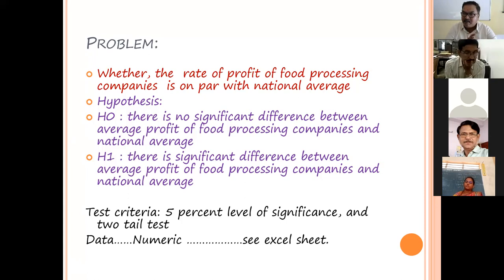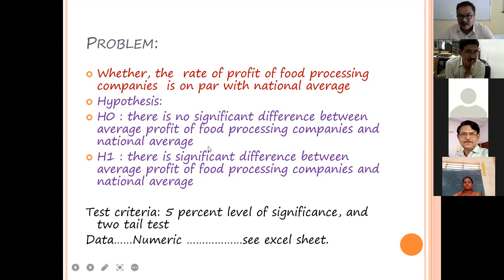I'm going to make the comparison of this sample group with the national average, that is the population average or the population mean. And alternatively, what I write for the alternative hypothesis is that there is a significant difference. Here there is no significant difference, whereas here there is a significant difference. And as I already mentioned, you should know the test criteria: 5% level of significance, meaning the allowable error in your decision is only 5%.